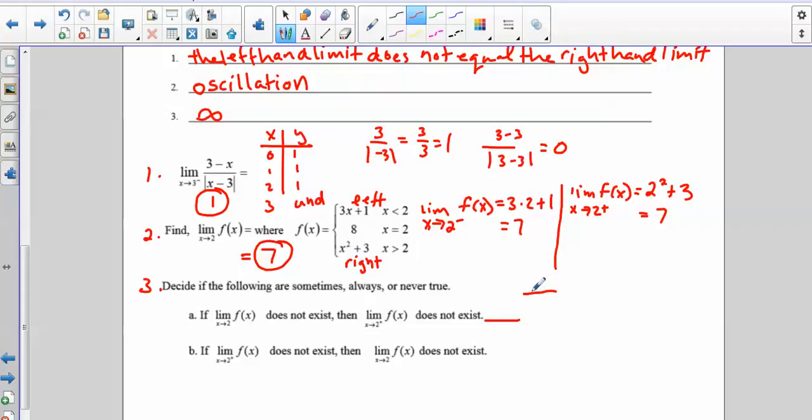And we saw other examples where the right-hand limit did not exist. Where the overall limit did not exist, but the right-hand limit did exist. Oh, that's what we just saw. But we saw examples the other way as well. So this one is sometimes. However, if the right-hand limit does not exist, then the overall limit cannot exist, because you have to have a value on the left and on the right, and they have to match up in order for the limit to exist. So this one is always true.